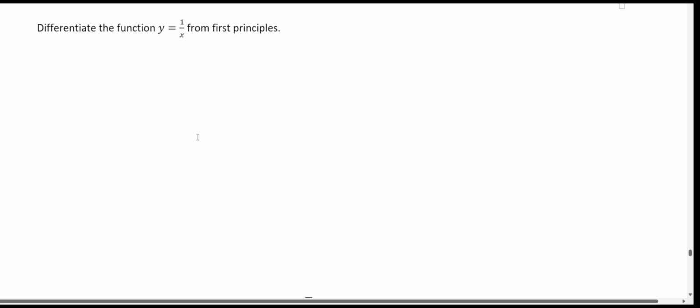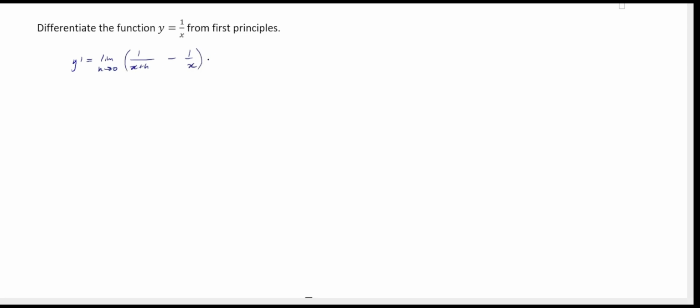So the next example asks us to differentiate the function y is equal to 1 over x from first principles. Okay, so if that's the case, again, I'm going to use y prime notation in this case, is the limit as h approaches 0 of f of x plus h, so that will be 1 over x plus h, minus f at x, 1 over x, and all of that is divided by h. Alternatively, we can say times 1 over h, because that's the same thing.